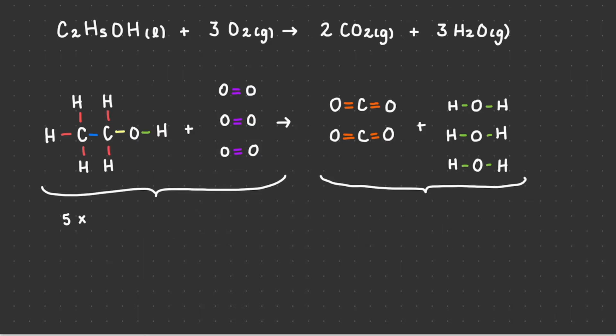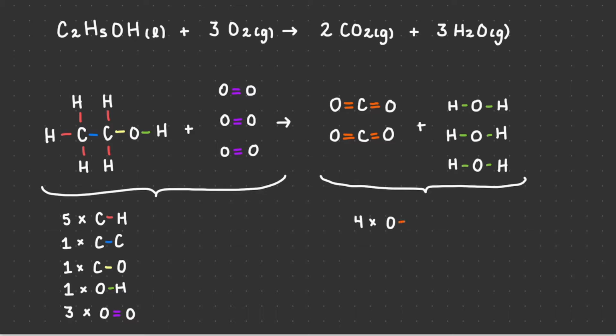We're now going to count up how many of each type of bond are present. So we have 5 carbon-hydrogen single bonds, 1 carbon-carbon single bond, 1 carbon-oxygen single bond, and 1 oxygen-hydrogen single bond present in our reactant, ethanol, and then in the oxygen molecules we have 3 oxygen double bonds. In our products, we have 4 carbon-oxygen double bonds and 6 oxygen-hydrogen single bonds.